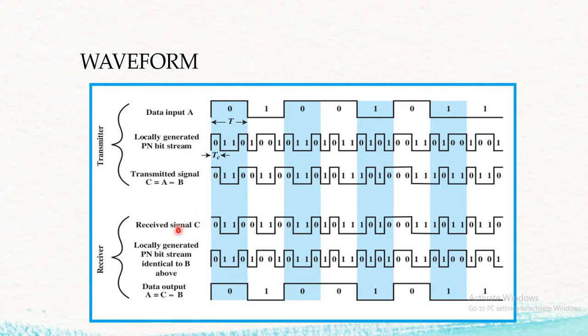The received signal is again multiplied with the PN sequence, the same PN sequence we are using, and then it will recover the actual data back.